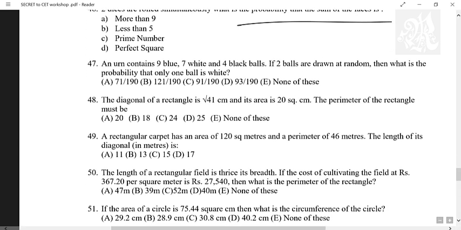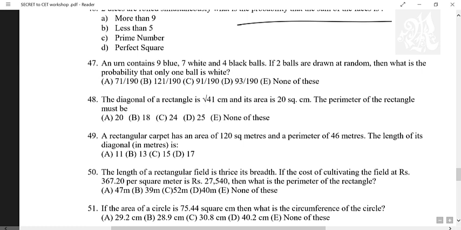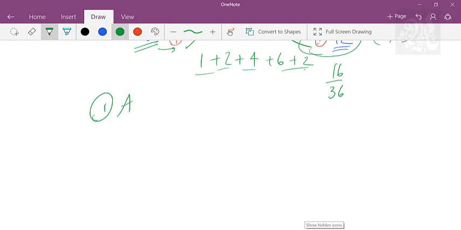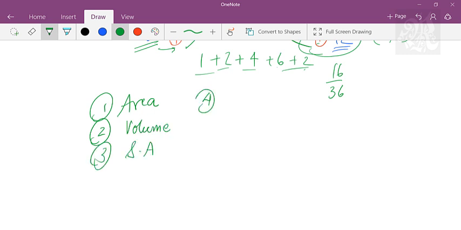Alright, now have a look at geometry. Geometry in CET is usually all about mensuration, so make sure you know all the mensuration formulas. I'm talking about areas, volumes of 3D figures, and surface area as well. If it's hemisphere, study hemisphere specifically, because hemisphere questions are very frequent these days. And that's it, you don't need to do much.